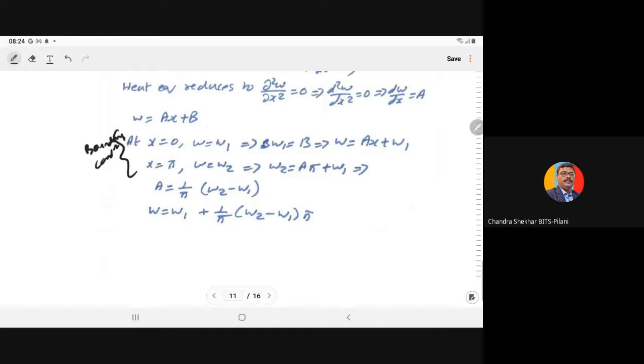So when we put x equal to 0 and W equal to W1, we have b equal to W1. So W will become ax plus W1. When we put x equal to pi and W equal to W2, it will become W2 equals a pi plus W1. So a is equal to 1 upon pi (W2 minus W1). So W will become W1 plus 1 upon pi (W2 minus W1) into x. That is our solution.